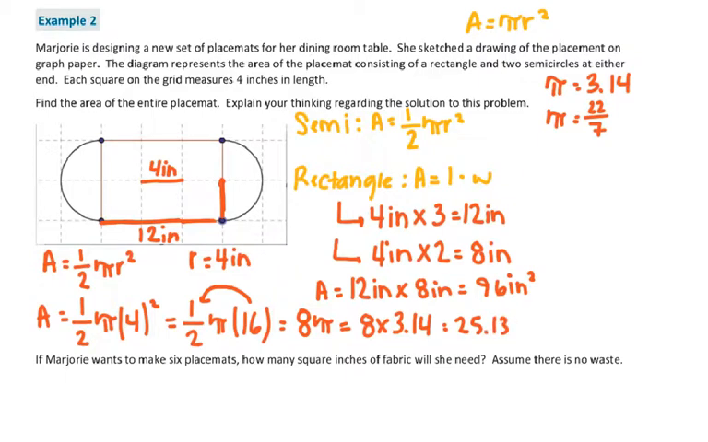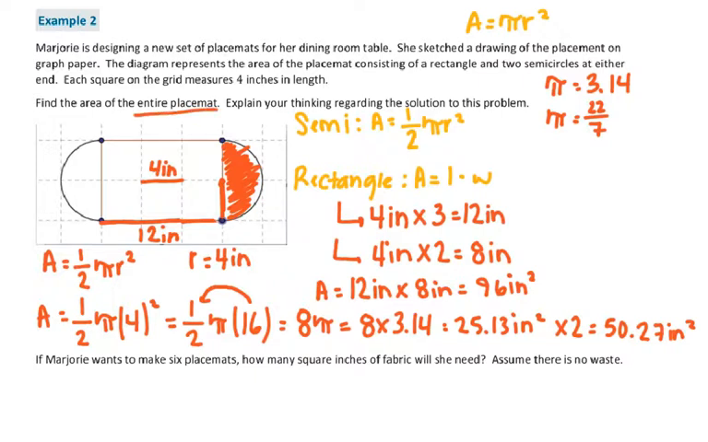25.13. And now remember, that's inches squared. So that means that the area of the inside of each of these semicircles is 25.13 inches squared. So now, since I have two semicircles, I'm going to multiply that number by 2. And so the area of both of those semicircles combined is 50.27 inches squared.